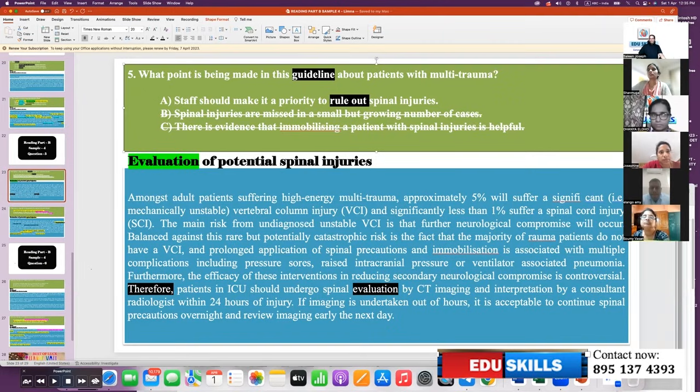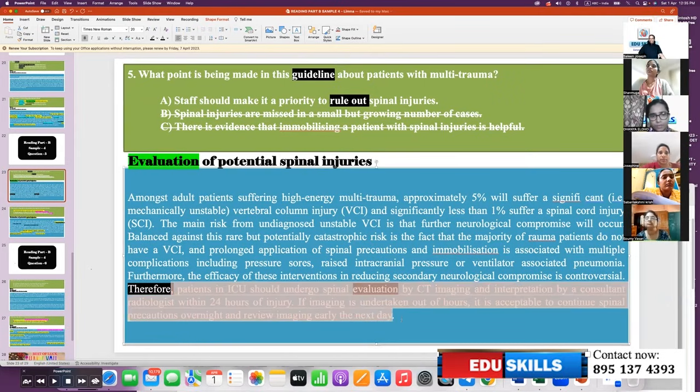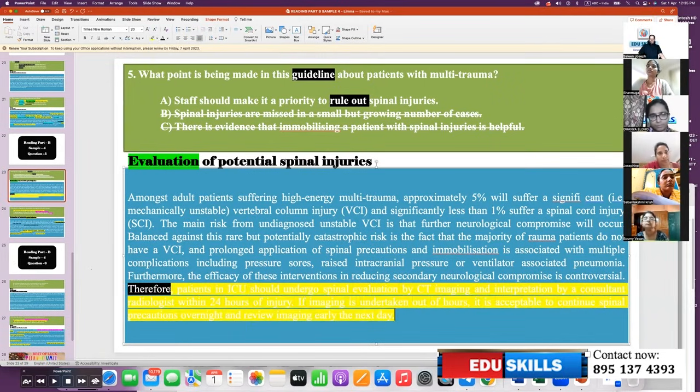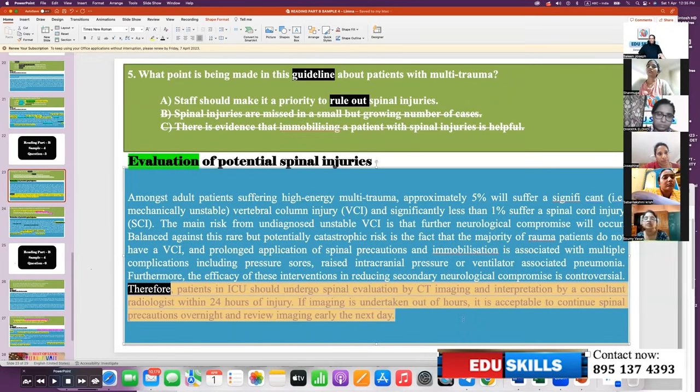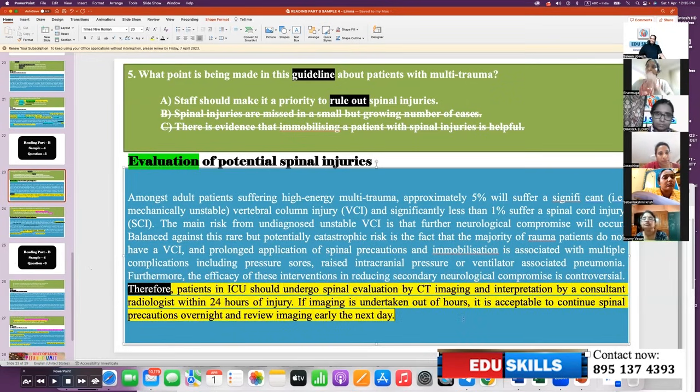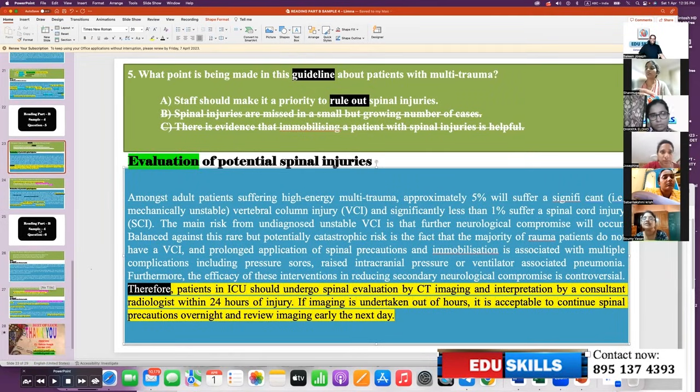But if you can just understand the evaluation of potential spinal injuries, staff should make it a priority to rule out spinal injuries. Exactly the same. The heading and the other one are the same. Your prediction was right: evaluation. Then at the end you have "Therefore, patients..." with all these details giving the same thing. Therefore what you should do, what the patient should undergo. The conclusion says ruling out spinal injury is important. That is the conclusion after "therefore". Hope that is clear.